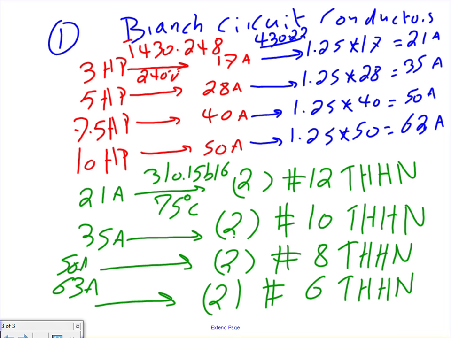Any question about this? Everybody knows what a branch circuit is? The one that's going directly to that particular motor. May I move into the next stuff? Branch circuits, right?